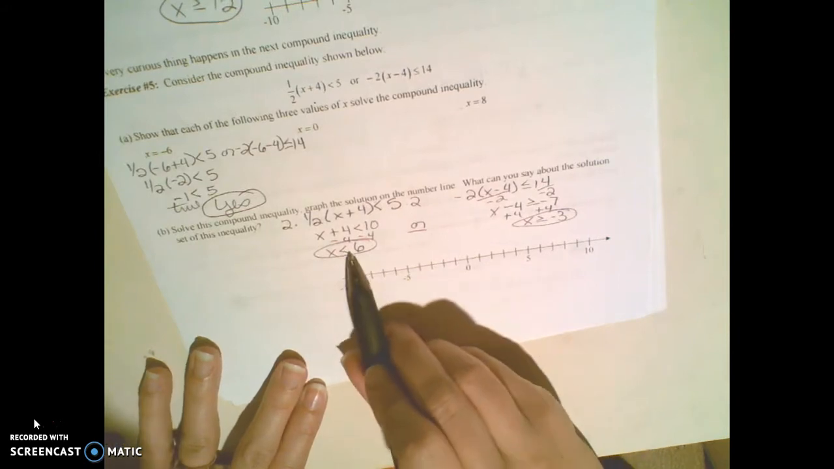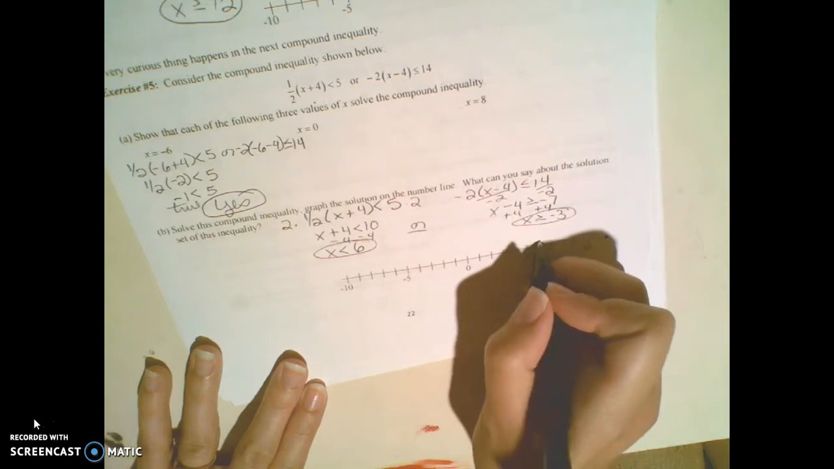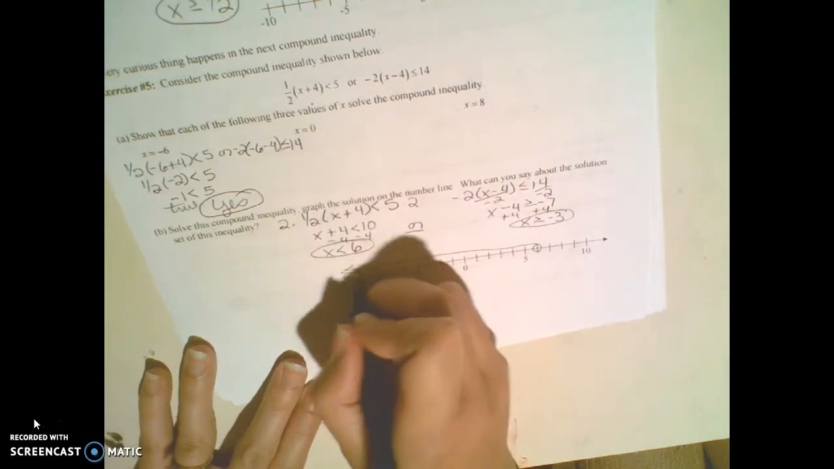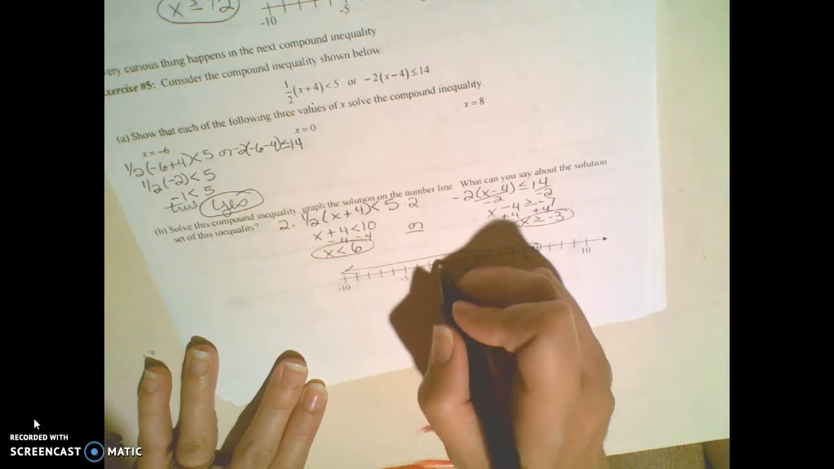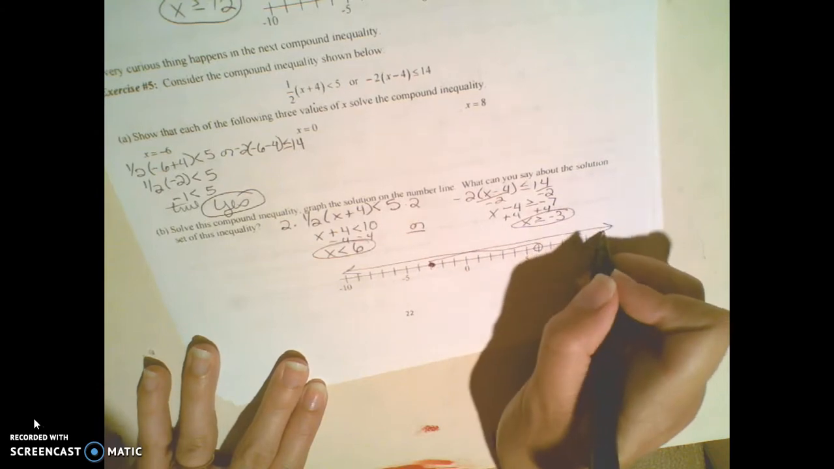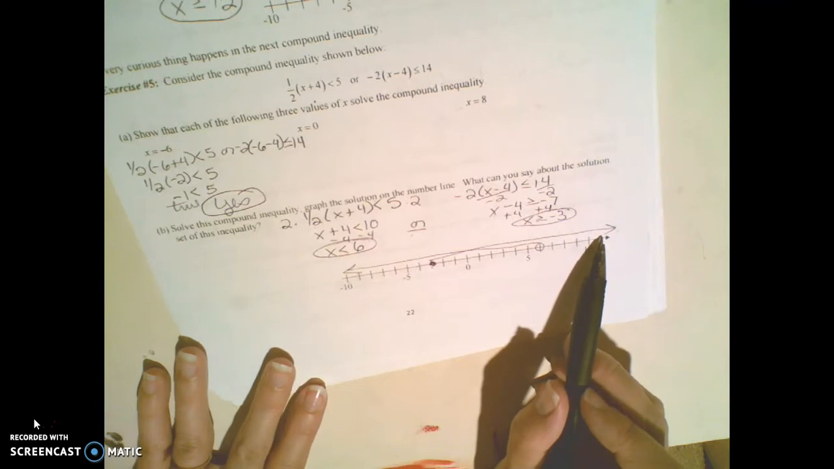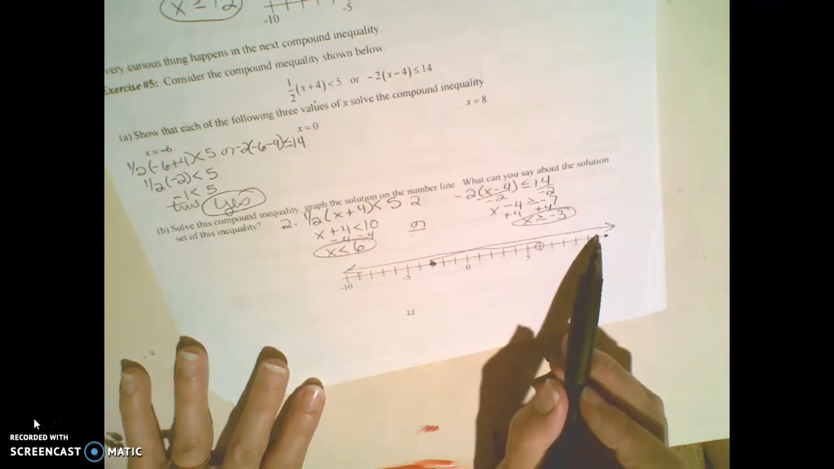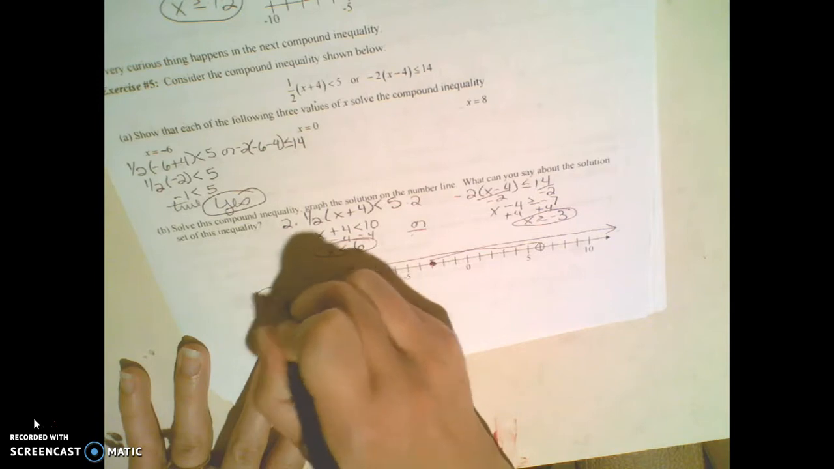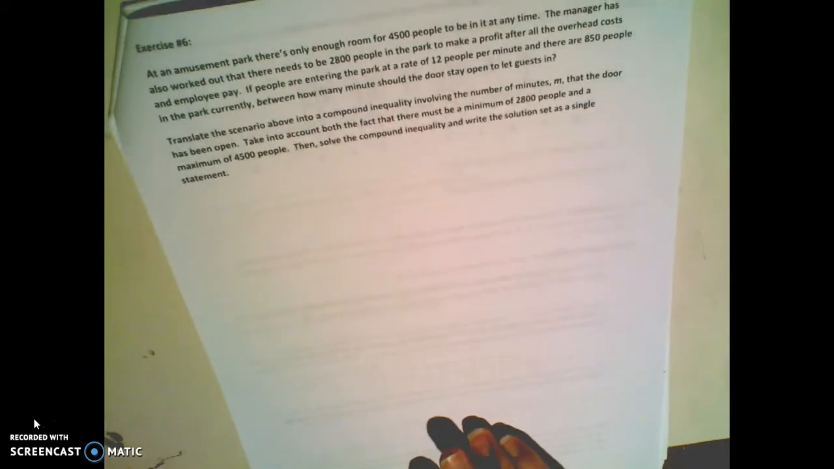So x is less than 6. Here's our less than 6, and that's going this way. And then we've got greater than negative 3, and it's showing here. Since we have the or, we're looking for everything that is covered by both lines, and that is everything. So our solution set is going to be all real numbers in this case. So that's our answer.